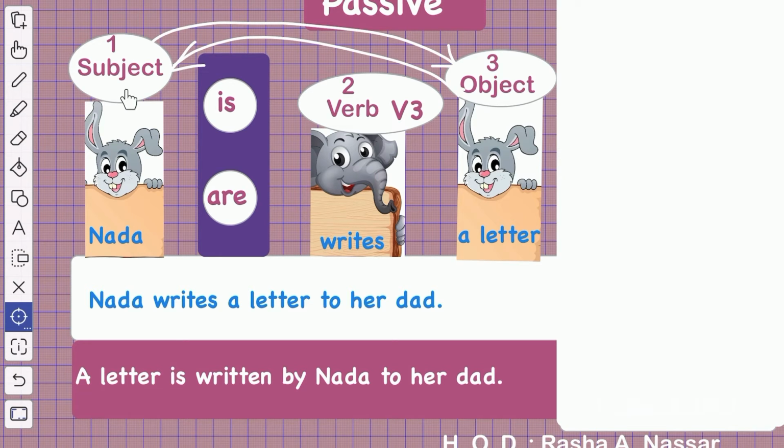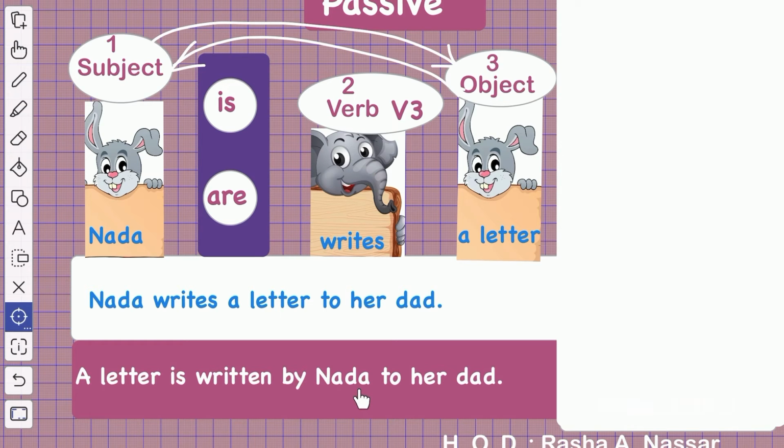So here again, how can we change our sentence into passive? Step number 1, we will write the object instead of the subject and the subject instead of the object. Number 2, we will choose is or are after writing the object at the beginning of the sentence. Step number 3, we will write V3 of the verb. And then step number 4, we will write by, and then the subject, the word number 1.